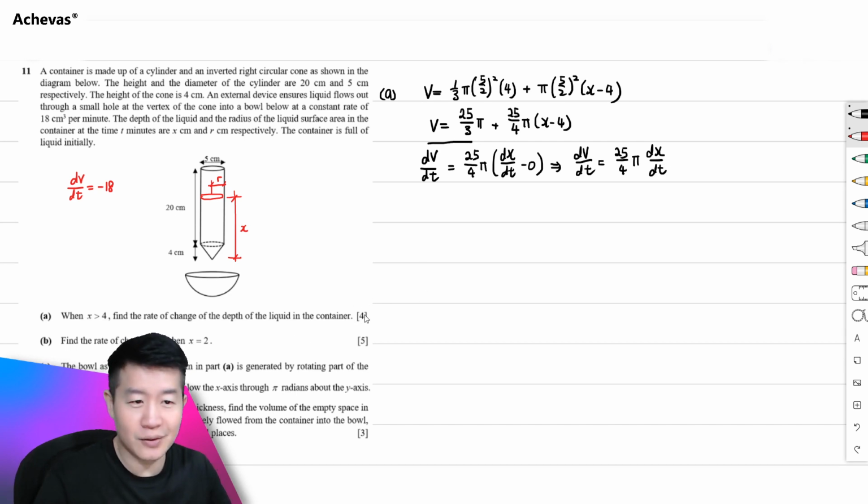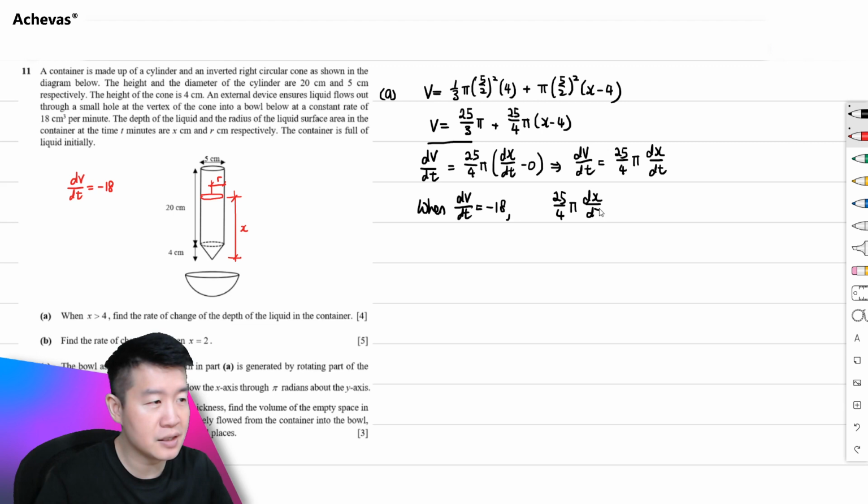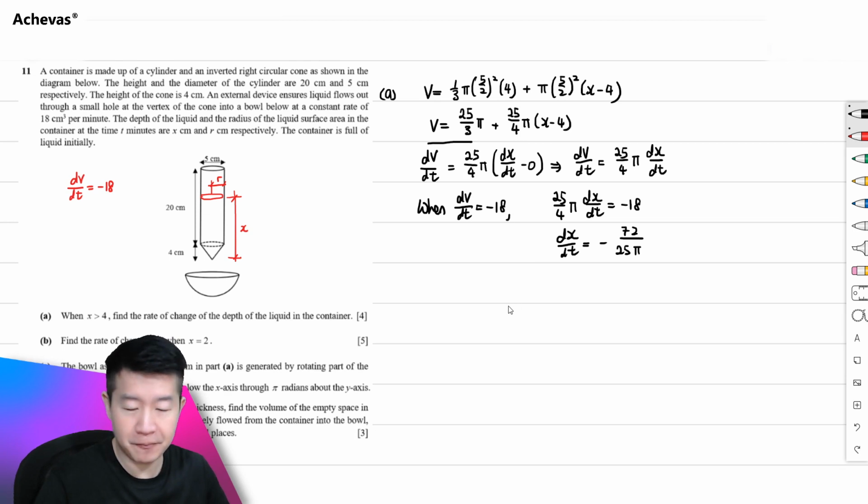So I think this is really simple. What is the rate of change of the depth? When dV/dt is minus 18, then 25 over 4 pi of dx/dt is minus 18. So I can now find dx/dt. dx/dt is simply going to be minus 72 over 25 pi. Okay, this is part A.